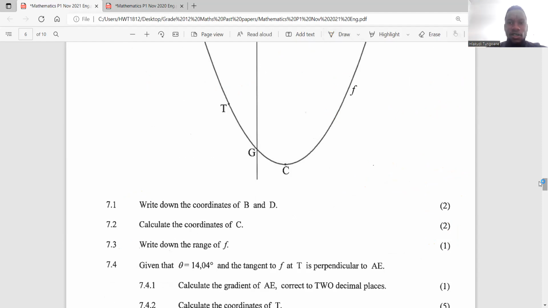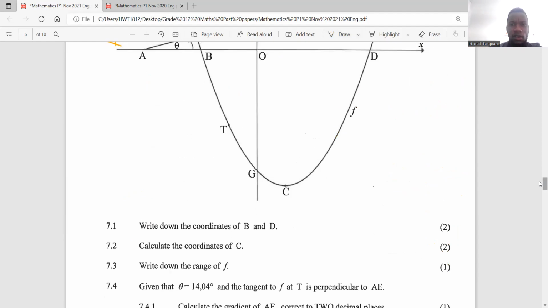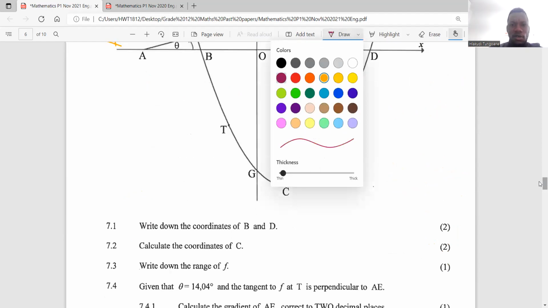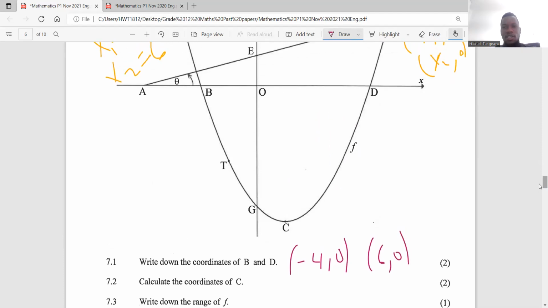So our coordinates will be minus 4 and 0, and 6 and 0. If you look at our graph, you can simply check if this makes sense. Our graph is more to the right, so we expect this point to be slightly higher than that one. So 6 and minus 4 make sense. That's the answer for B and D.